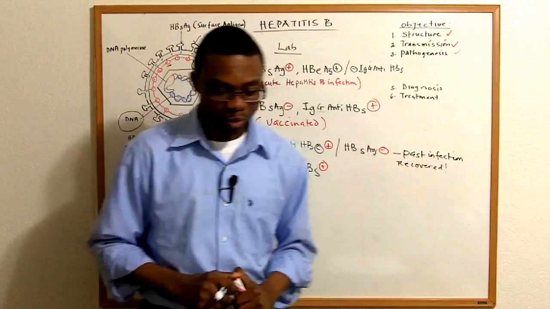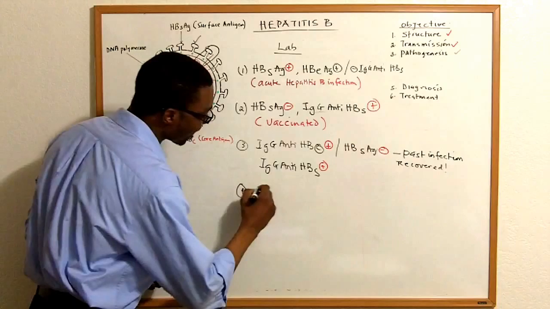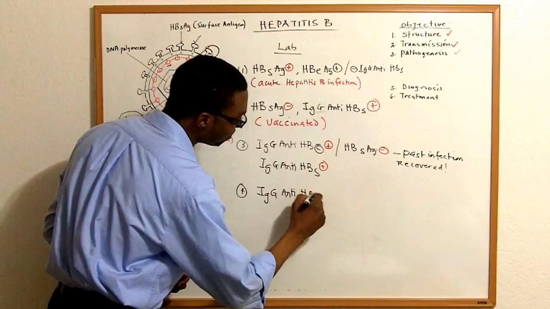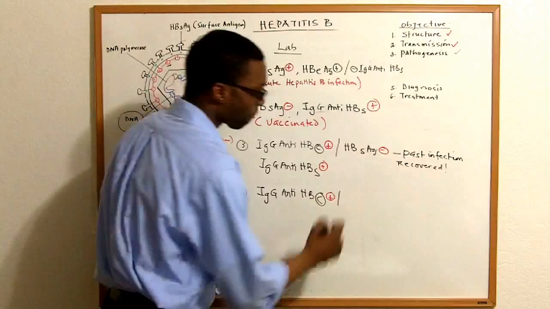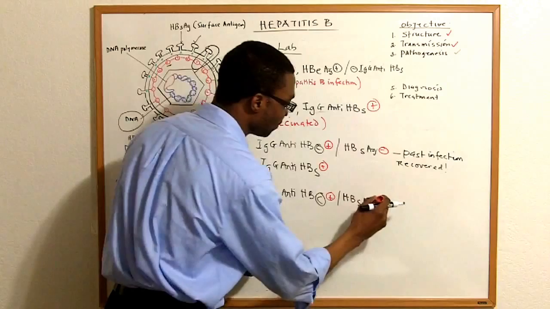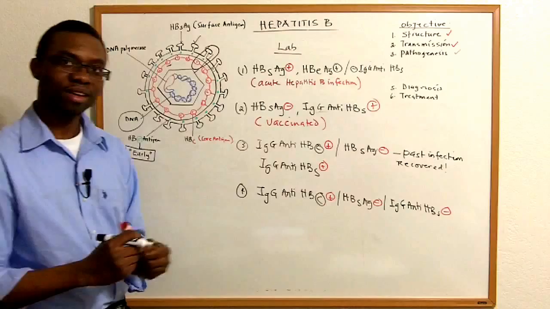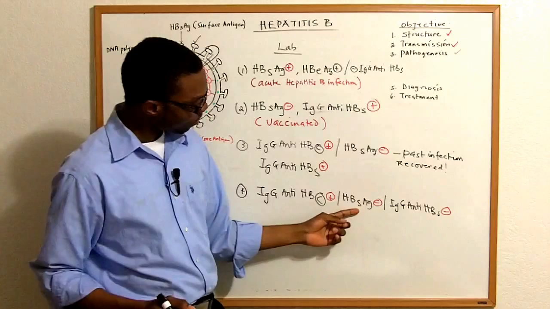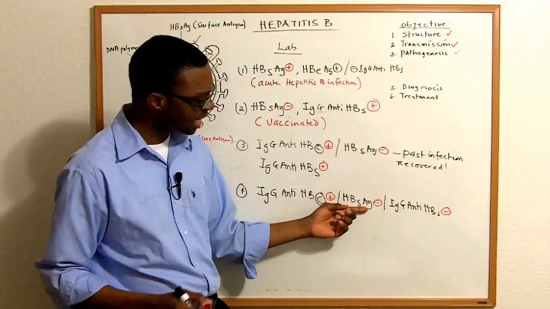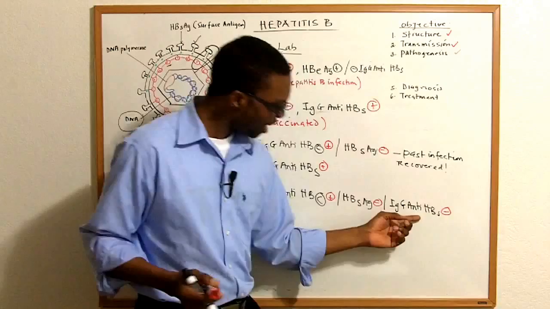How about if you get an IgG anti-hepatitis B core that was positive, you check the surface antigen and it was negative. We check the antibody against the surface antigen and it was negative. That doesn't make any sense. We have an antibody against the core, but the surface antigen can't be found inside the bloodstream at all. And we don't have an antibody yet against the surface antigen.